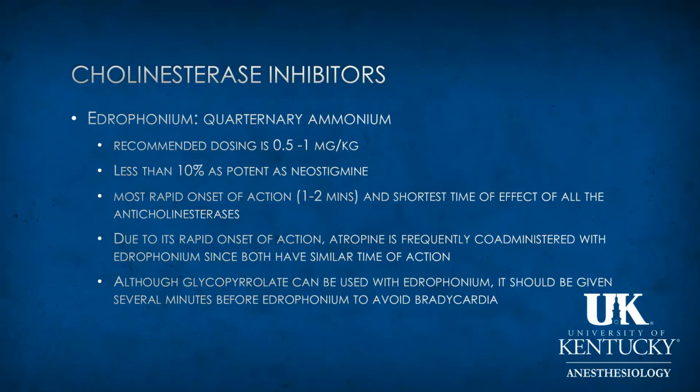Next cholinesterase inhibitor we'll talk about is edrophonium. It's a quaternary ammonium with a recommended dosing of 0.5 to 1 milligram per kilogram. It's less than 10% as potent as neostigmine. It's the most rapid onset of action, usually 1 to 2 minutes, and shortest time of effect of all the anticholinesterases in use.